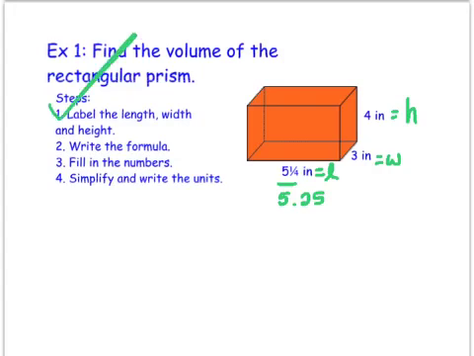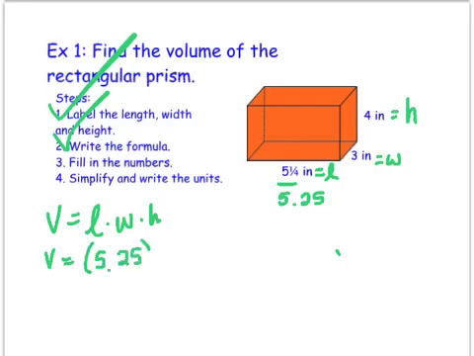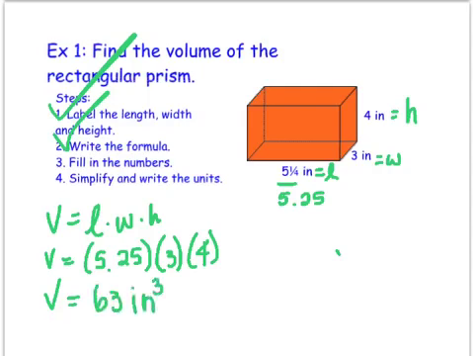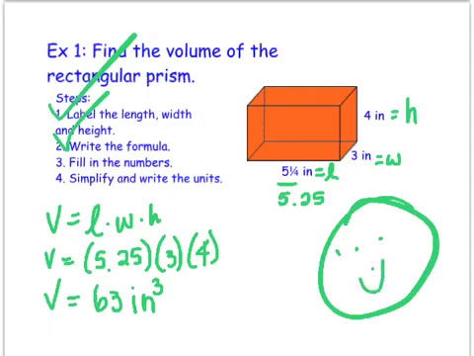Number 2, write the formula. Volume equals length times width times height. Check. Step number 3, we're going to fill in the numbers. Volume equals, my length is 5.25, my width is 3, and my height is 4. Now when I multiply all those out, I get 63 inches, and what is it? I have to put cubed. Ta-da! You're becoming volume experts.